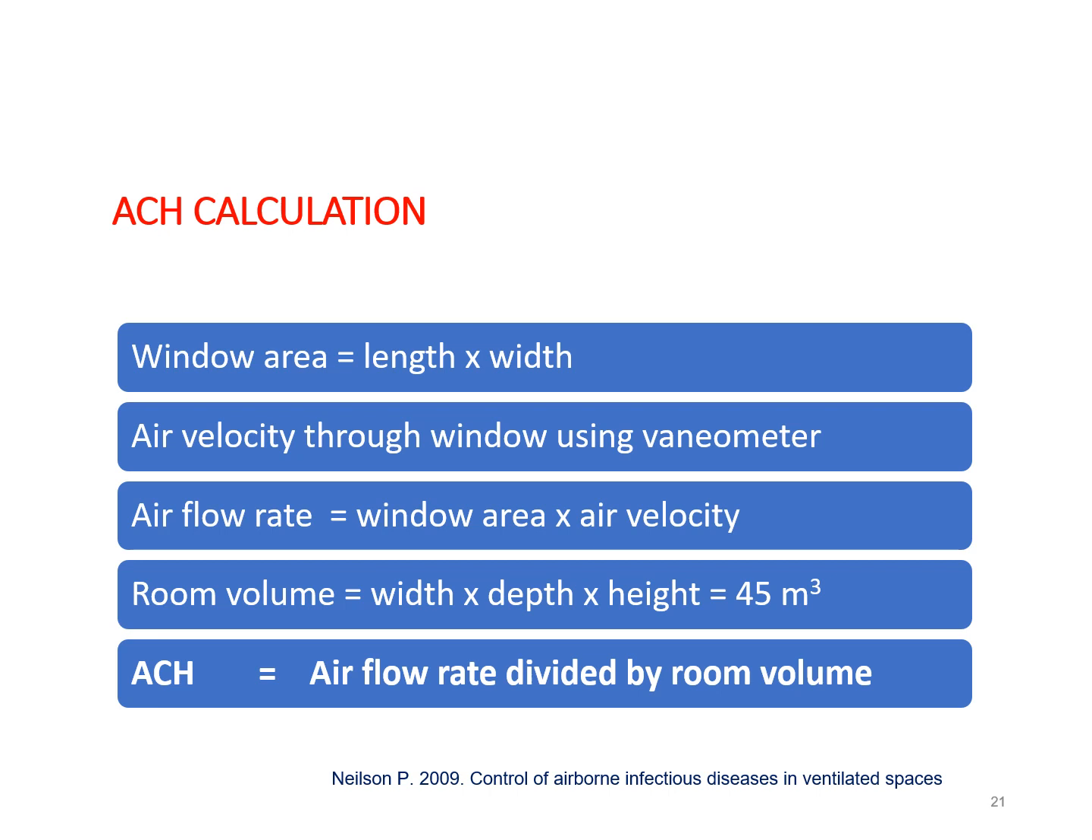So the formula is: air flow rate is the window area into the air velocity. Window area is length into width. Air velocity is measured with an anemometer. The room volume is width into depth into height, that is 45 meters cube for the particular room. So air changes per hour is air flow rate divided by the room volume.